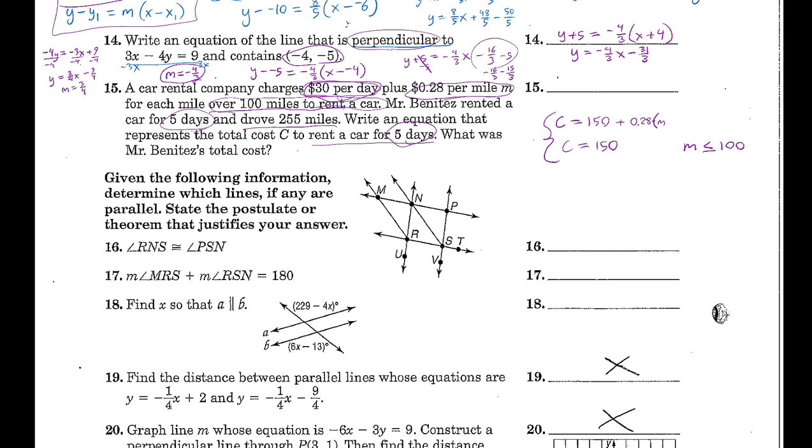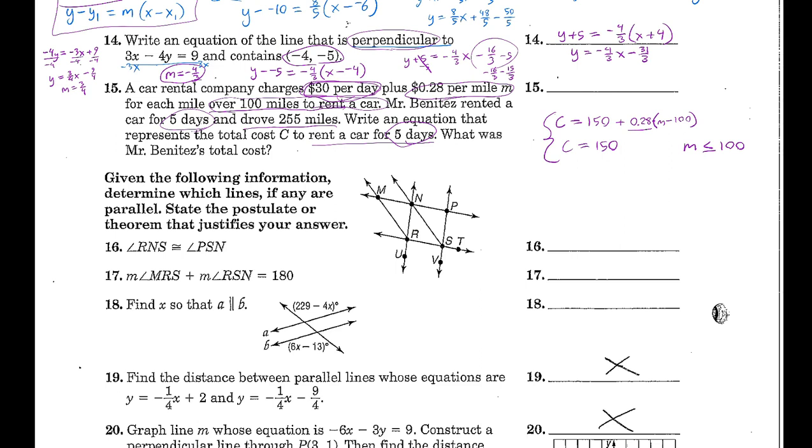So what we need to do is take m and minus 100. And so that's why, if you drove 101 miles, you're only getting charged 28 cents for that one extra mile. So you take the number of miles, subtract the 100, and there you go. So that's our equation.